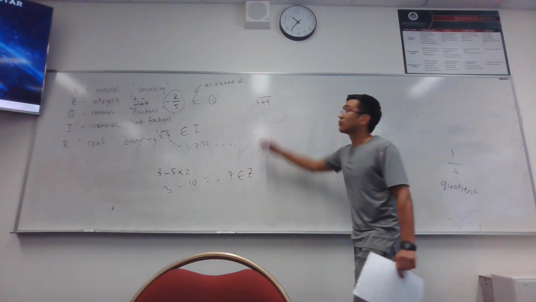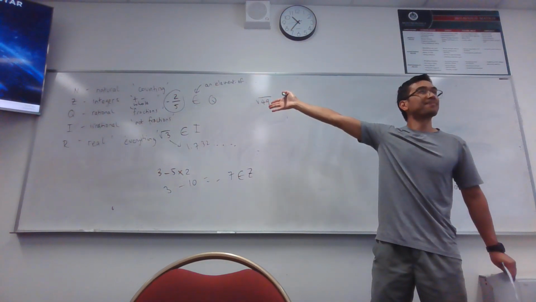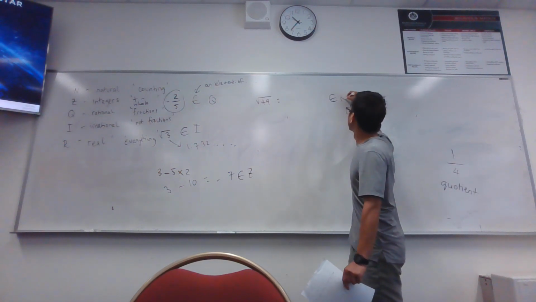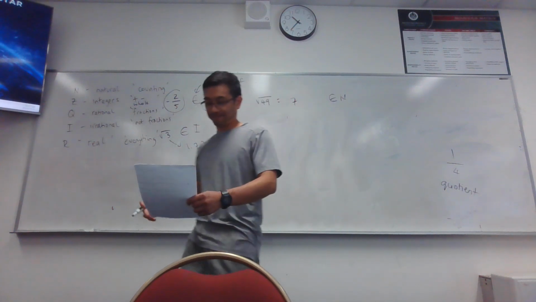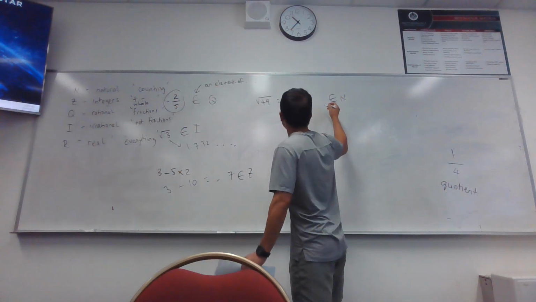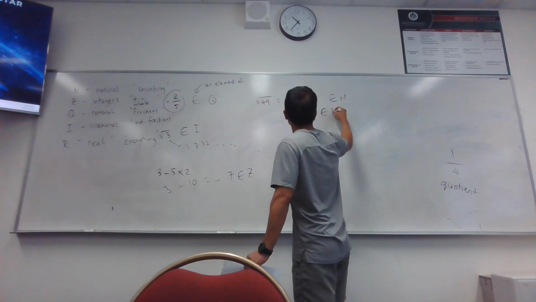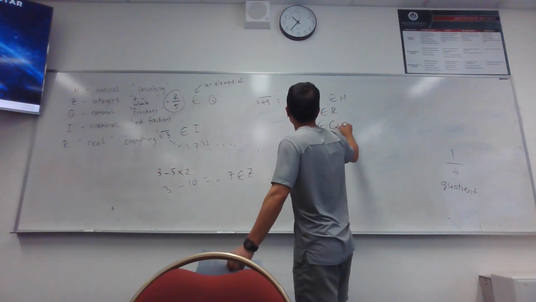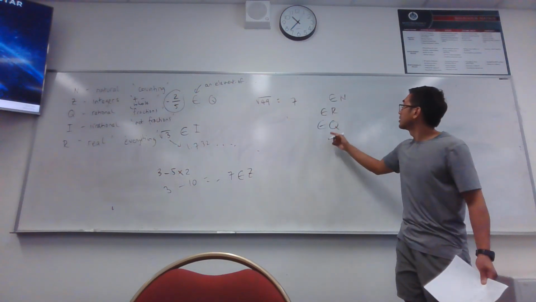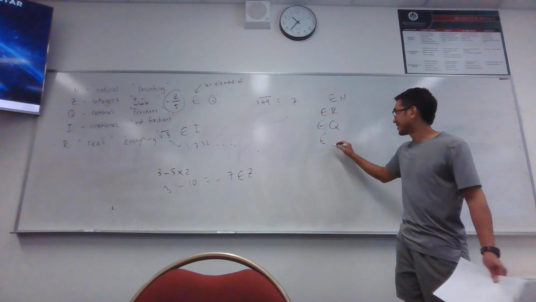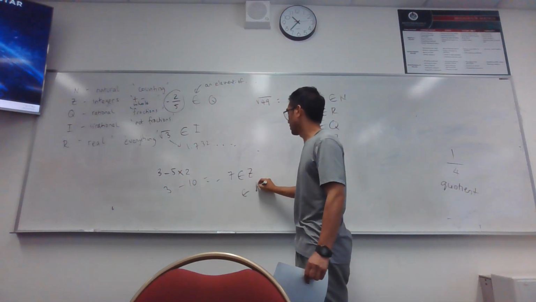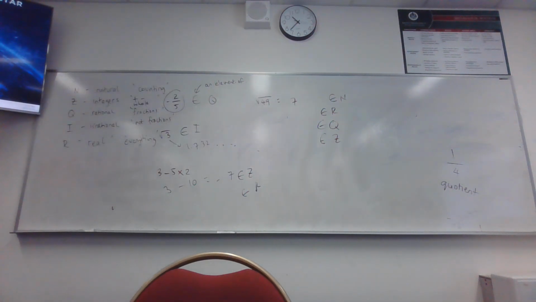Z. Root 49. Is it natural? Yes, because it's 7. It's also real. It's also a fraction, 7 over 1. What else is it also? It's also an integer. So all these are also elements of real. Everything is real. But we want to be a bit specific.